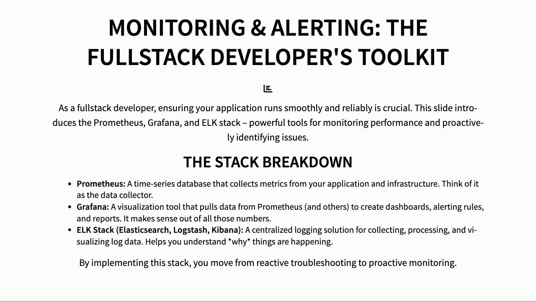Prometheus is like a data collector, constantly gathering metrics from your application and servers. Grafana then takes those raw numbers and turns them into beautiful, easy-to-understand dashboards so you can see what's going on at a glance. And finally, the ELK stack, Elasticsearch, Logstash, and Kibana, helps you analyze the logs to understand why something might be happening. It's all about moving from just fixing things when they break to being able to predict and prevent issues before they impact your users.